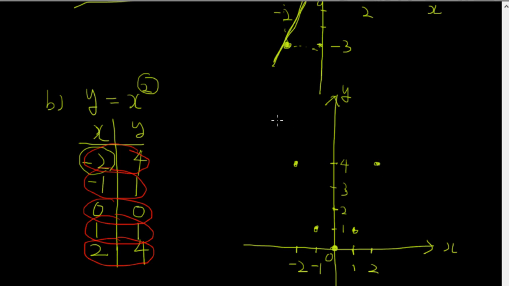Now, we are not going to connect these points with a straight line because we're looking at a nonlinear equation. So we're going to connect them with a curve, a smooth continuous curve. Just like that, right? Okay, so there we have it. This is the curve, the graph of this equation.